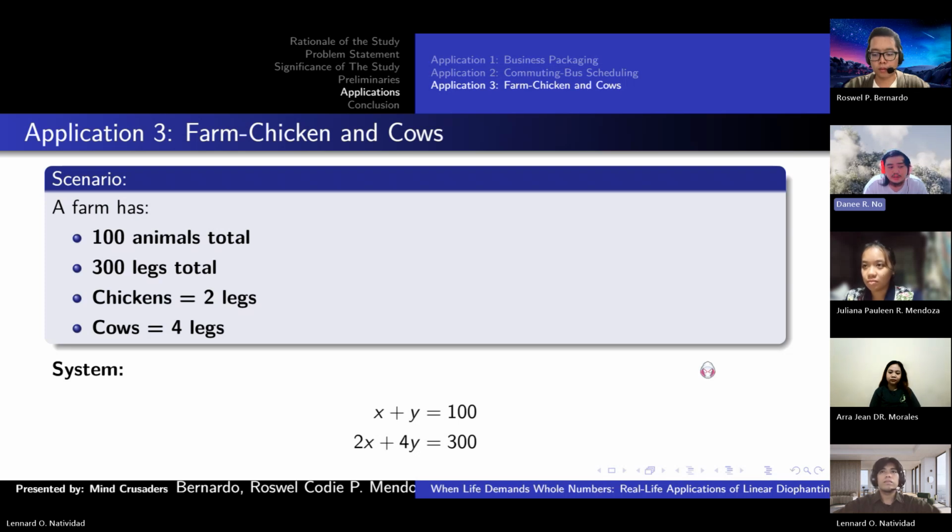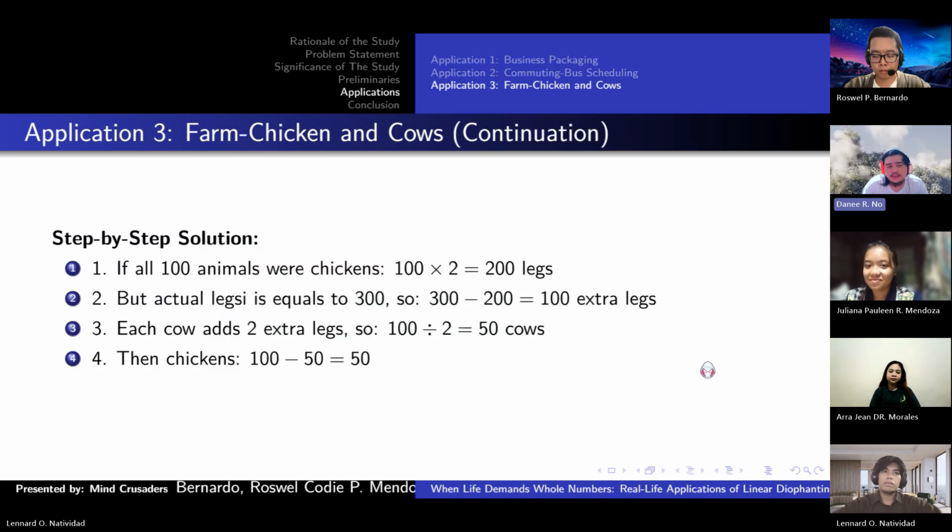So, to solve this, we can get two simple equations. The first one is for the total number of animals, which is x plus y equals 100, where x is the number of chickens and y is the number of cows. And the second equation is for the total number of legs, which is 2x plus 4y equals 300. So next slide, please.